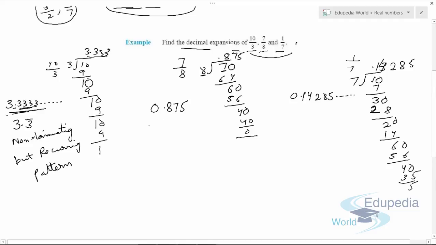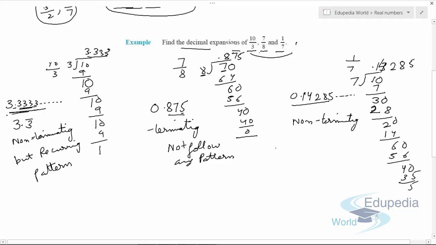Now in this number, after the decimal we have only 3 digits. So the number ends at 5. So this is terminating, and this number doesn't follow any pattern. Okay, now if we see this number very carefully, this number is non-terminating, and it does not follow any pattern.